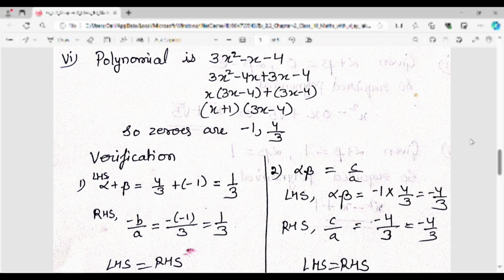For the second relation, alpha into beta is equal to c upon a. LHS alpha into beta would be minus 4 by 3. RHS c upon a is minus 4 by 3 as well. So our both relations are verified.